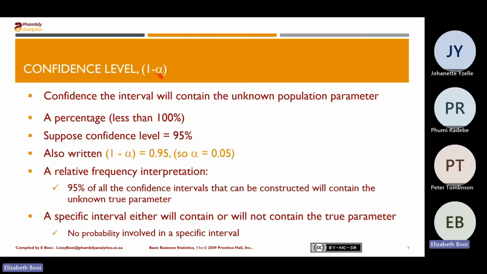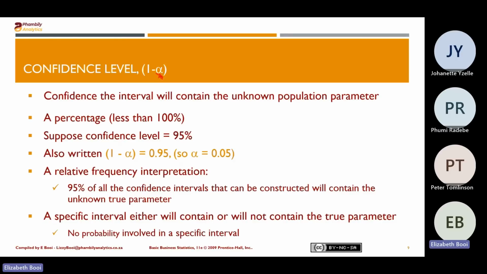When we find a confidence interval, it is always based on a confidence level. A confidence level is always represented in percentage form, like 95%, 98%, 90%, 99%. Those are your confidence levels. We can also write this confidence level as 1 minus alpha. So this 1 minus alpha is our confidence level.